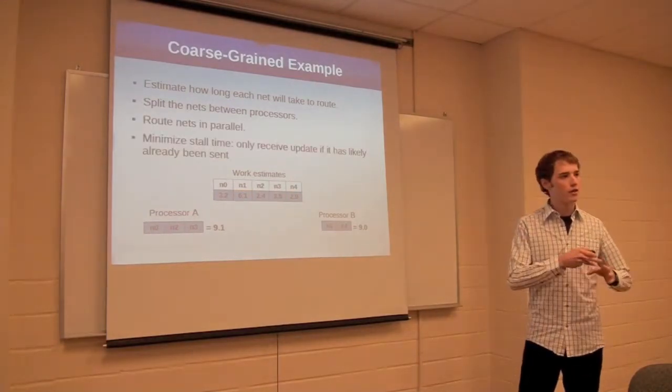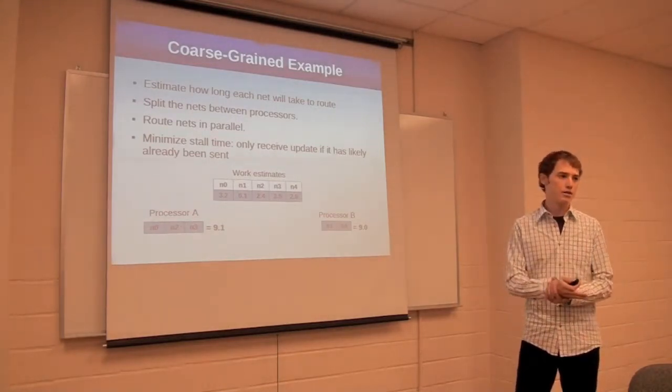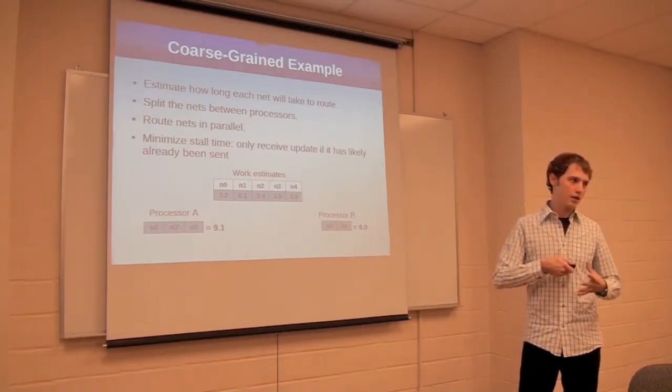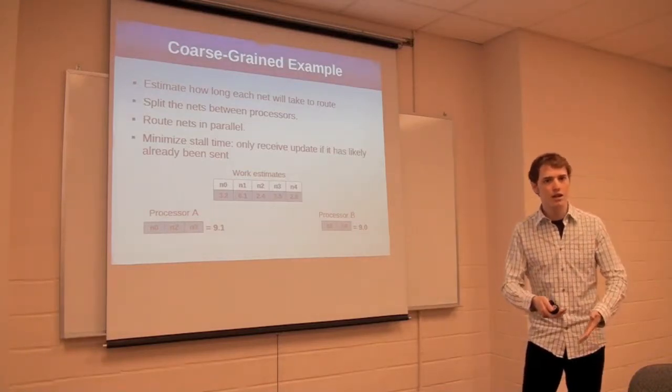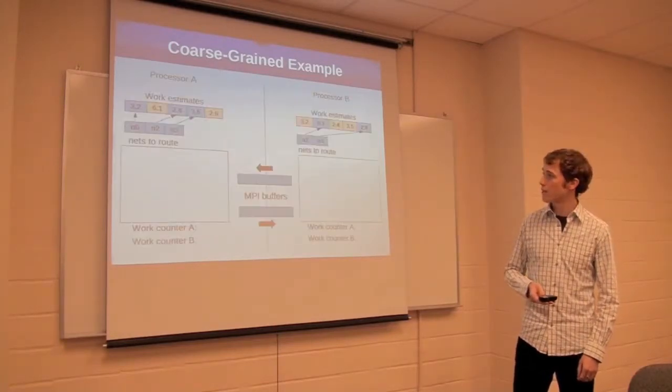So once we have the split, we can route the nets in parallel, and we want to try to minimize stall time so that we only want to receive updates if the corresponding update has already been sent. So this is to keep our congestion up to date.